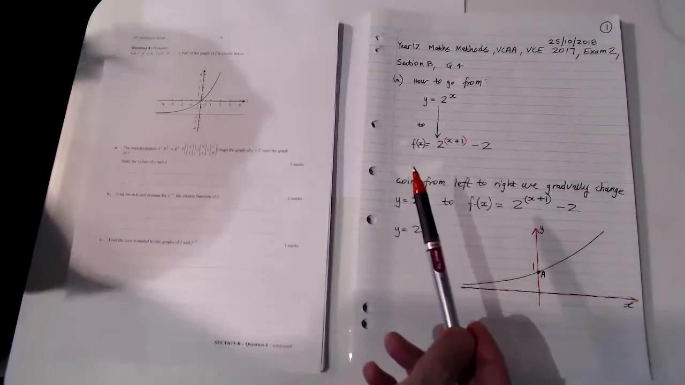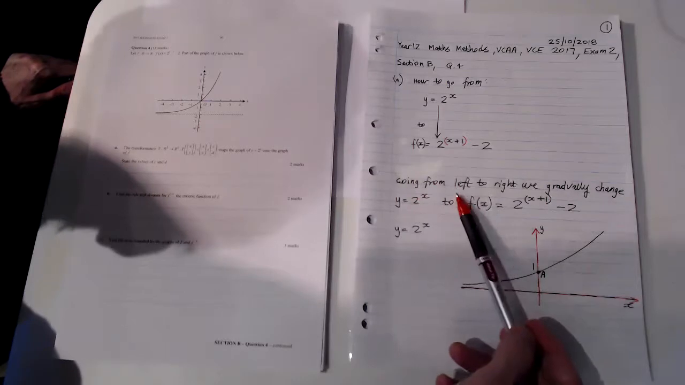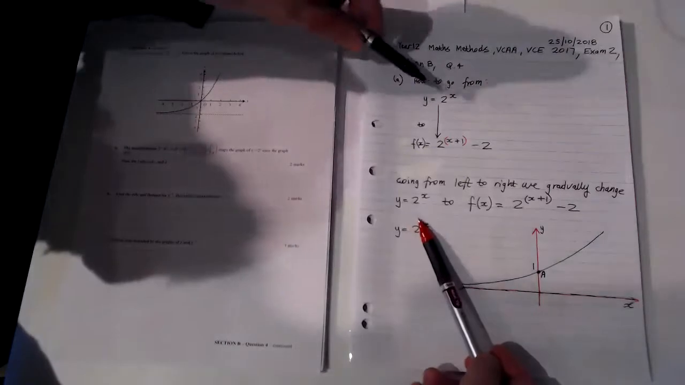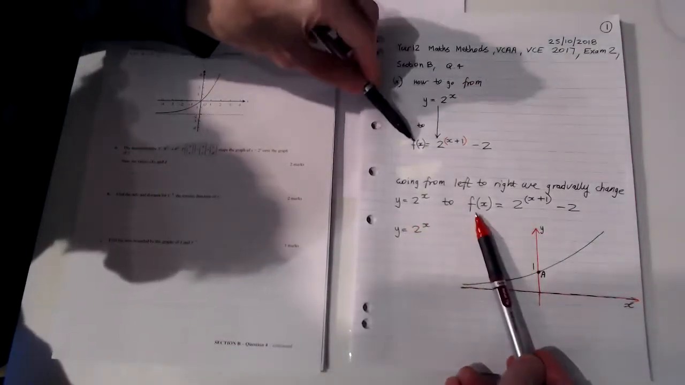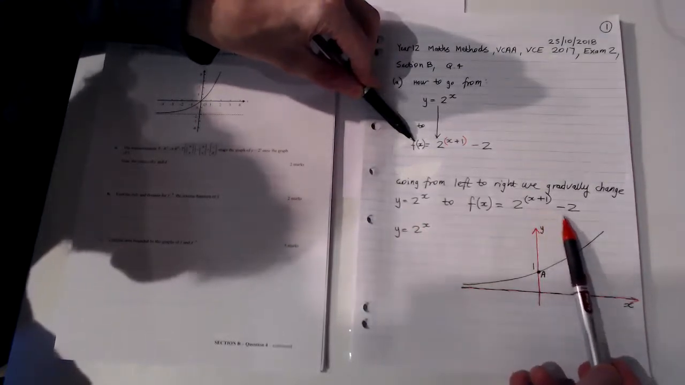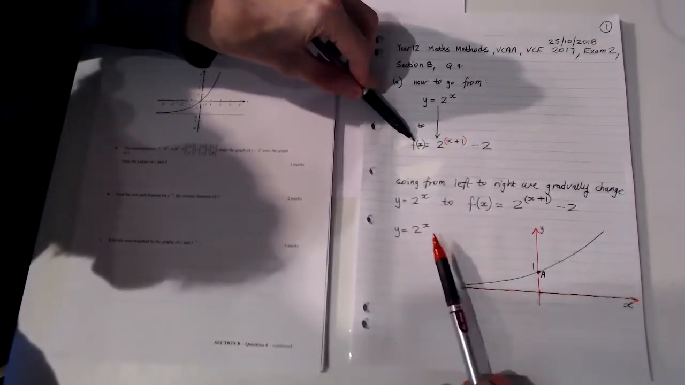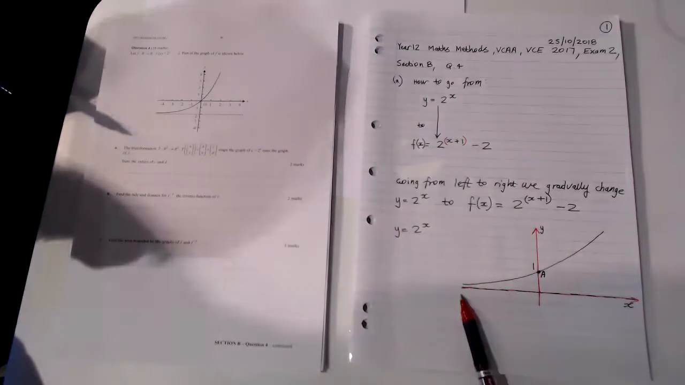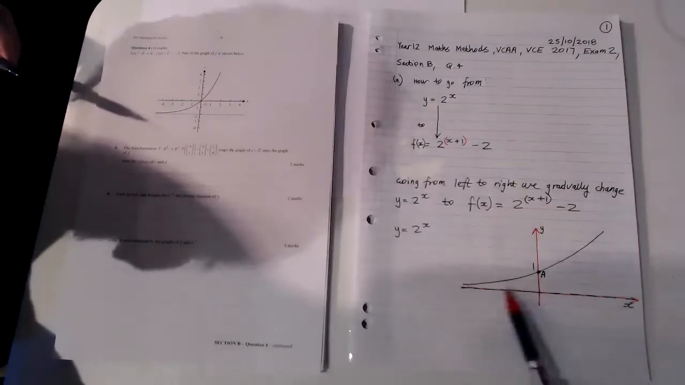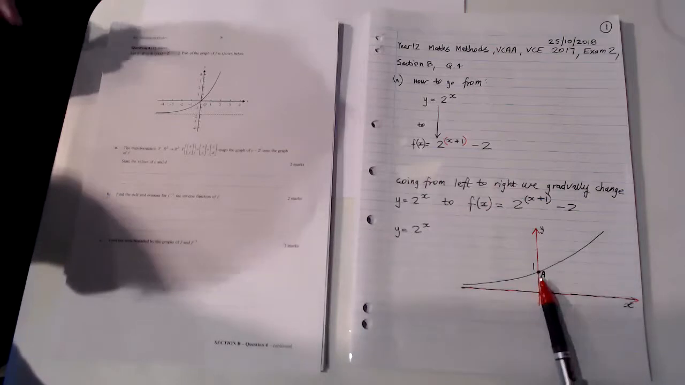Well, one way to answer this question is to go like this. Going from left to right, we gradually change y equals 2 to the power of x to f(x) equals 2 to the power of x plus 1, minus 2. So you start off with the graph y equals 2 to the power of x, which has a horizontal asymptote on the x-axis, and the curve goes through y equals 1, which we can call point A.